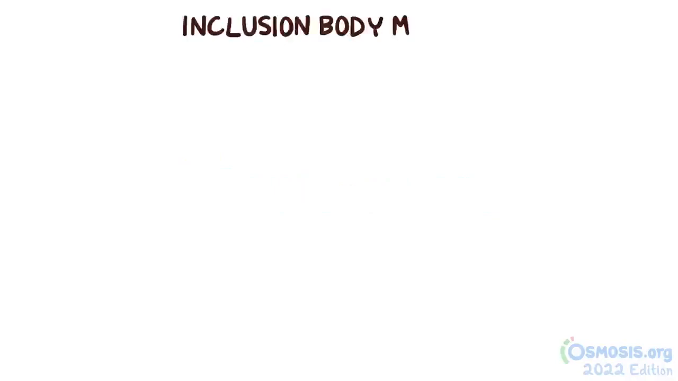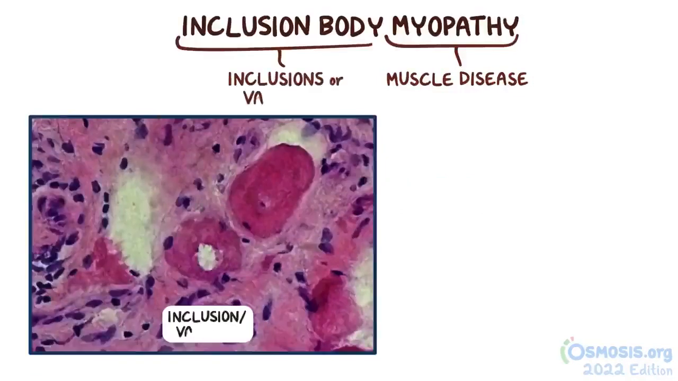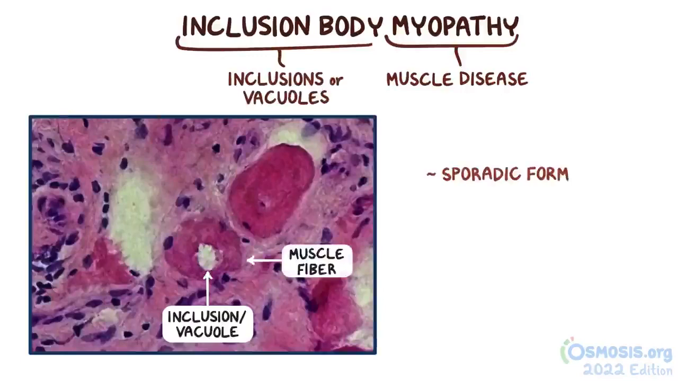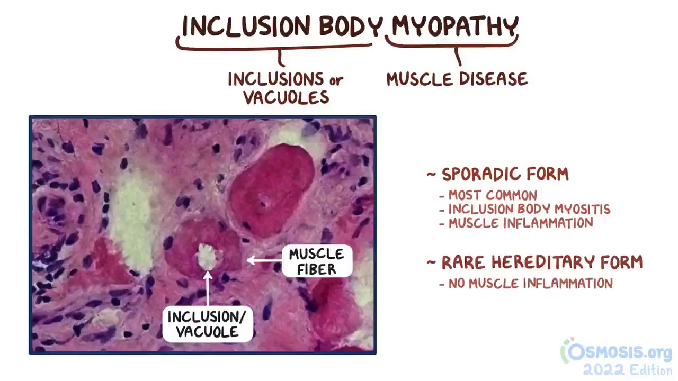In inclusion body myopathy, myopathy refers to muscle disease, and inclusion body refers to the presence of inclusions, or vacuoles, formed by clumps of protein that collect within the muscle fibers. There's a sporadic form, sporadic meaning that it strikes at random, which is the most common, and is also called inclusion body myositis because it causes muscle inflammation. There's also a rare hereditary form that causes no muscle inflammation.